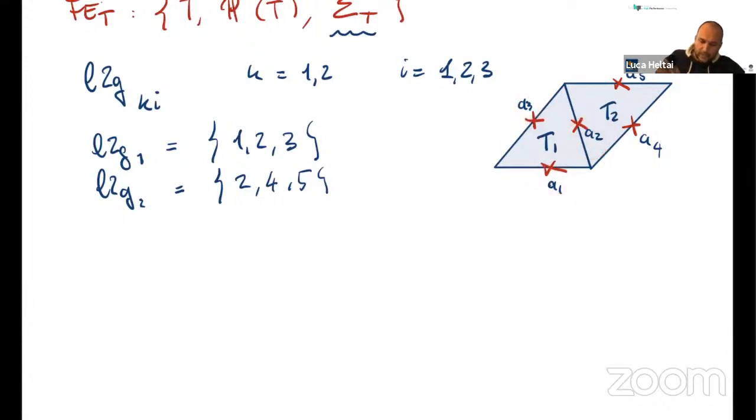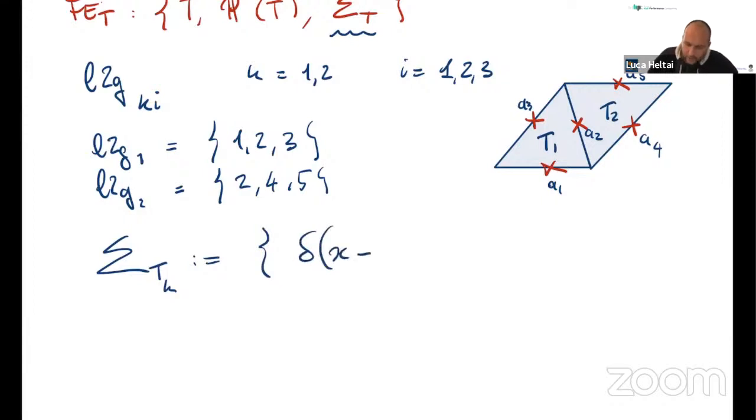Okay, so what I'm saying here is that if I take sigma of T_K, it is defined as the set of Dirac delta distributions centered on the vertex A of L2G K I, for I going from 1 to 3. Okay? Does that make sense?